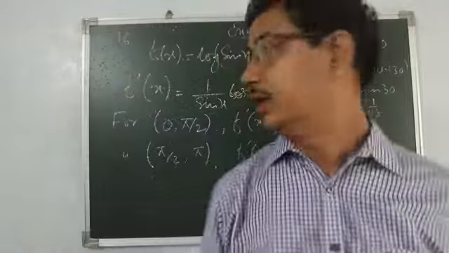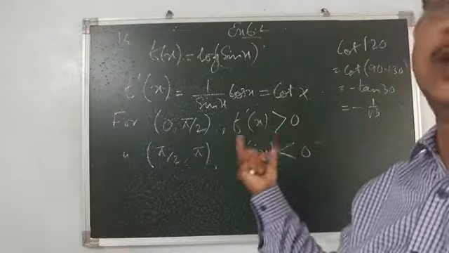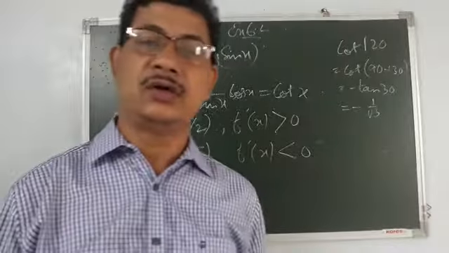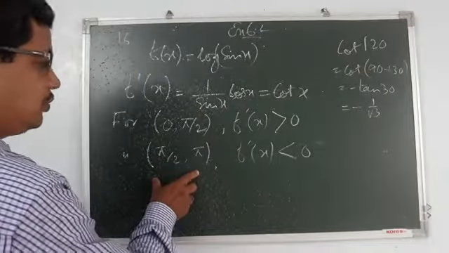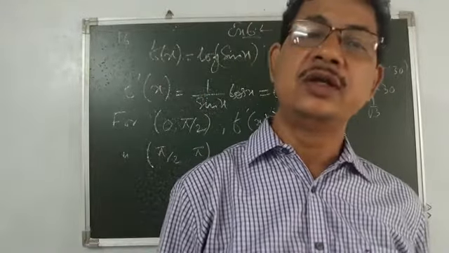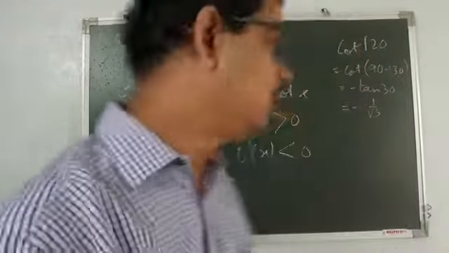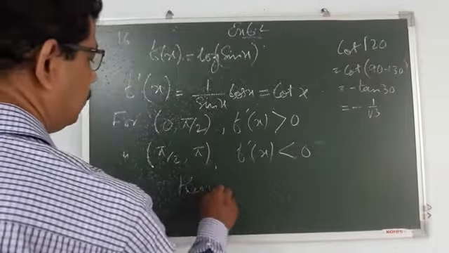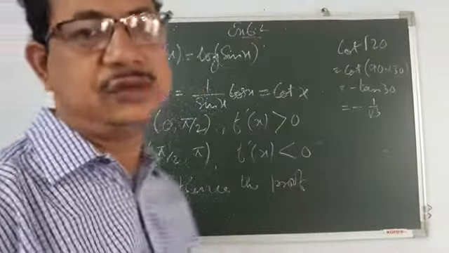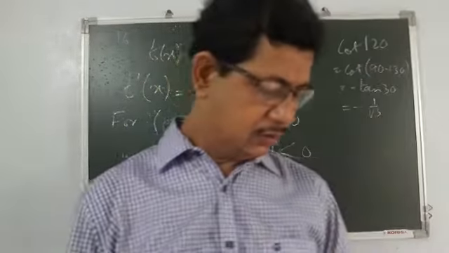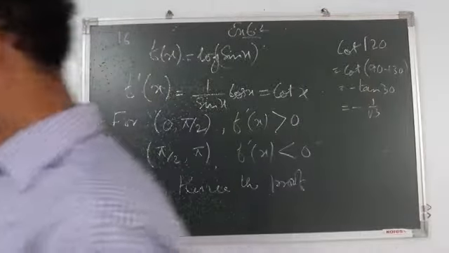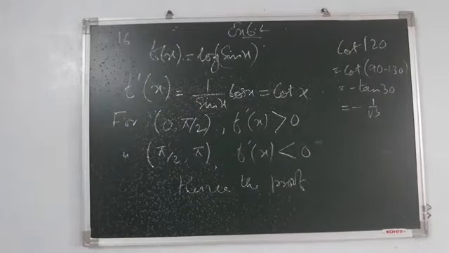So what we can say is, in this interval, as f dash x is positive, f(x) is increasing. As we get for this interval f dash x negative, what we can say? f(x) is decreasing for the interval 90 to 180. So hence we are able to prove what they have asked. Yes, that we have done. So this is our question number 16. Okay, I think you understood these things.